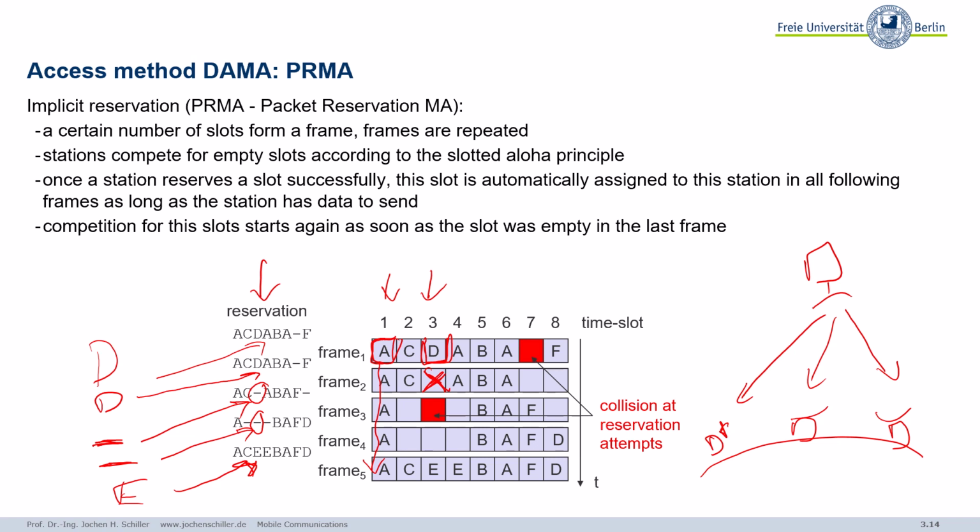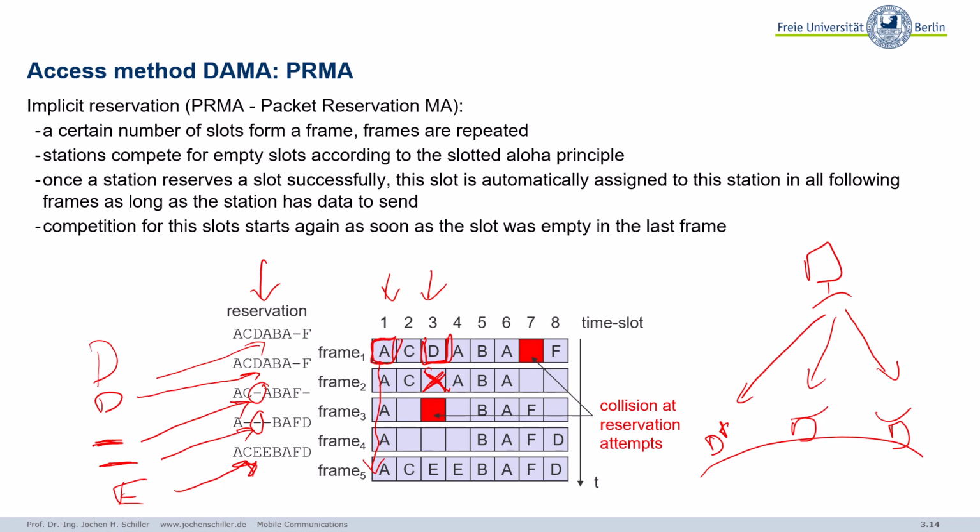In time slot 8, F stops sending. That means the satellite signals to the others, okay, you can compete for this, and now D is successful and D enters this. So that's the basic idea. Depending on the traffic patterns, sooner or later someone will enter the time slots. So this is an implicit reservation.